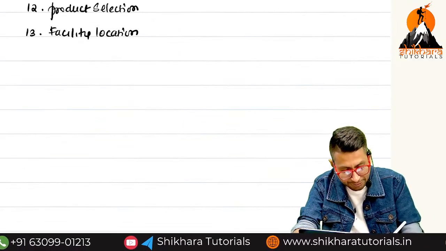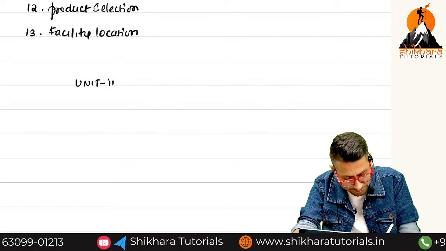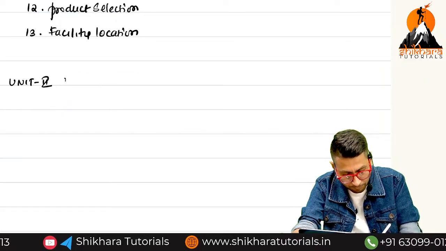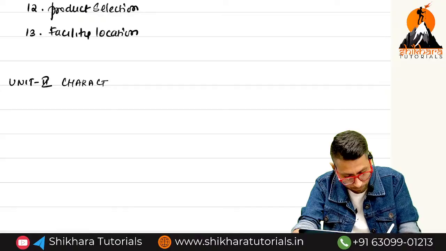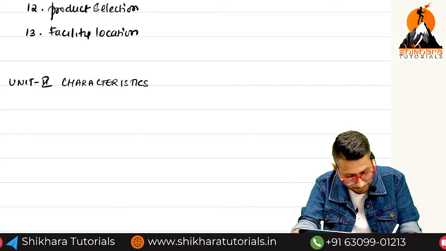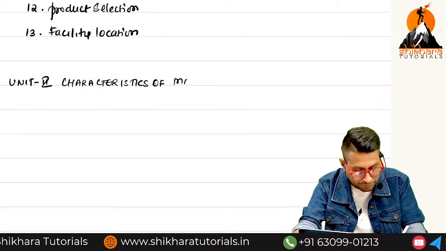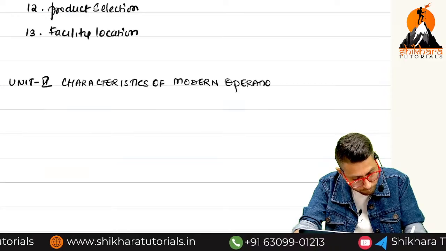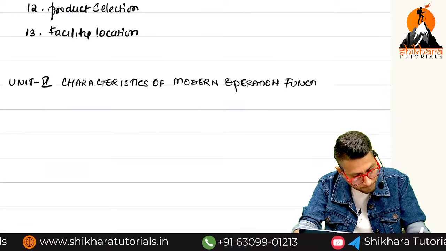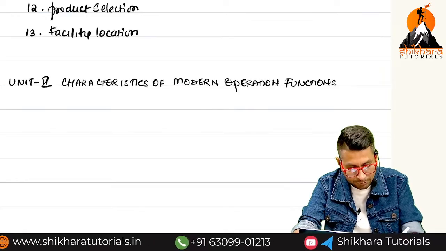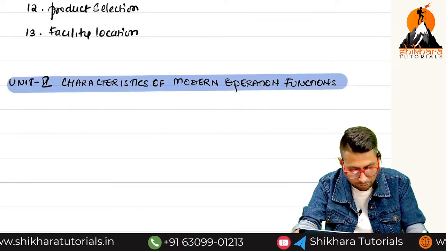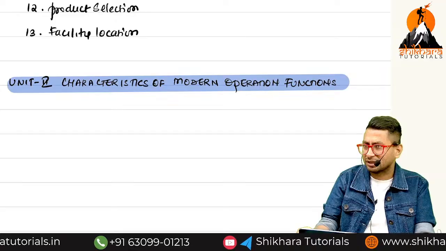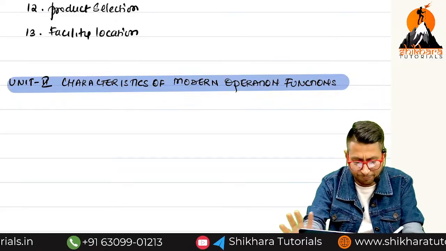Now please note down the heading unit 2. Only one small concept is there. Unit 2, characteristics of modern operation functions. Here you have the characteristics of modern operation functions. Only 4 small points are there. The first point is a little lengthy, the other 3 points are very small. Only 4 points, important for theory.